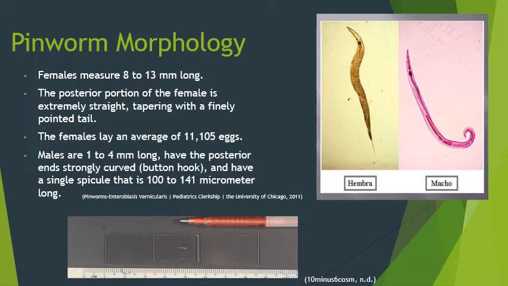Males are between 1 and 4 millimeters long. They have a posterior end strongly curved to a button hook and have a single spicule that's about 100 to 141 micrometers long. The adult pinworm is visible without a microscope. So towards the bottom of the page, you can actually see the pinworm there. It's measured towards the bottom. On the right-hand side, it's the female versus the male pinworm.